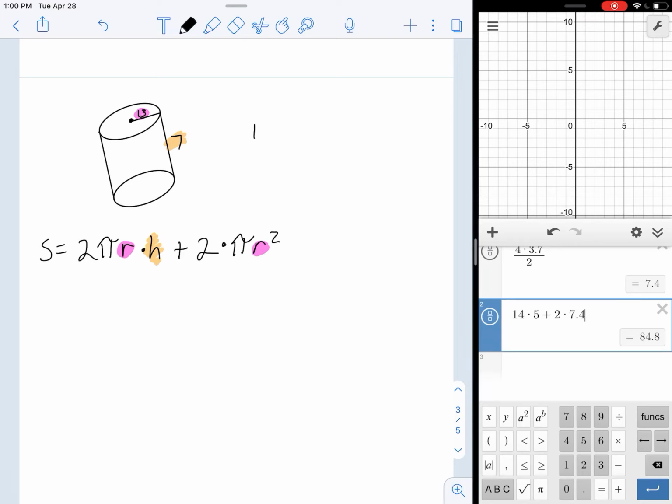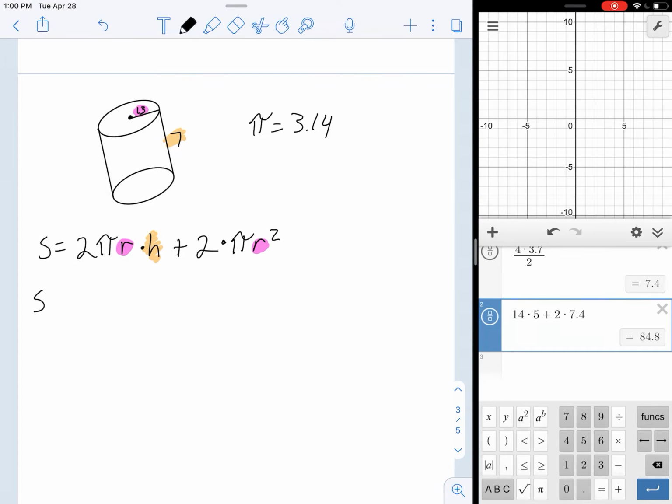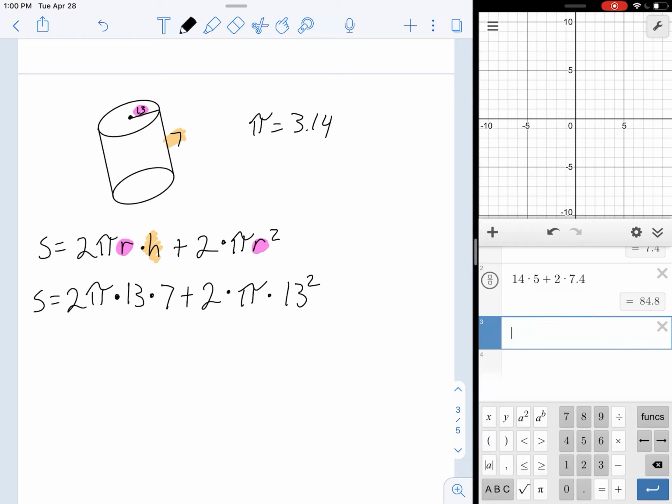Now, some of y'all remember pi. What we're going to use for pi is 3.14. Okay, it's a decimal number that goes on forever and never stops, right? And there's also pi buttons on your calculators. Not everyone has a calculator that can do that, so that's why we're just using 3.14 for pi. So when we rewrite this, it's 2 times pi times my radius, which is 13, times 7, plus 2 times pi times 13 squared.